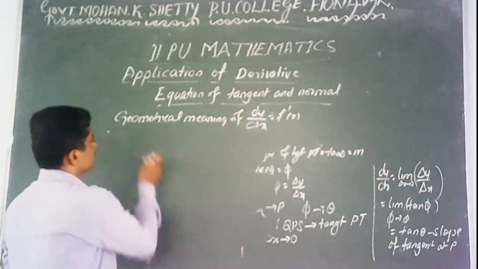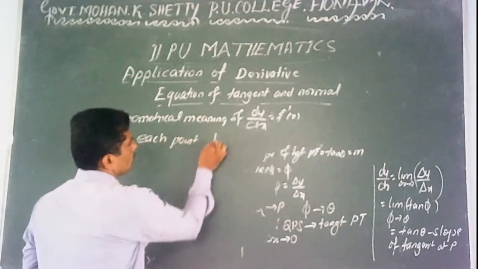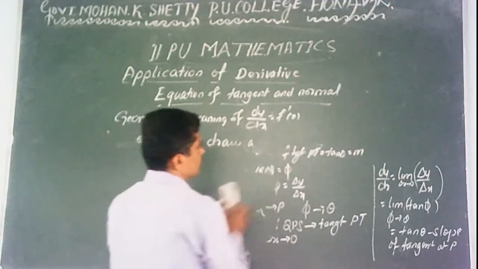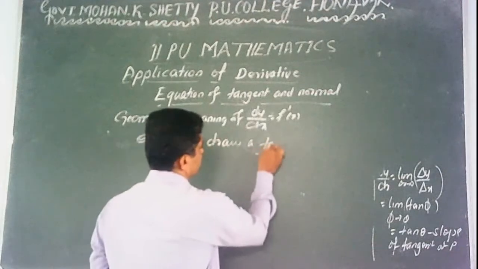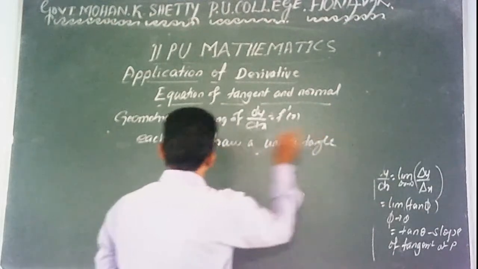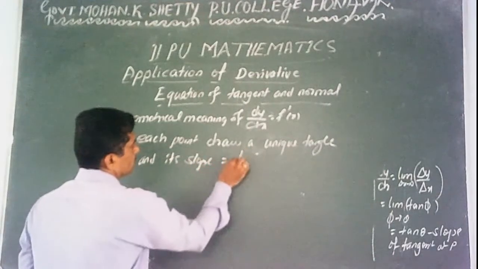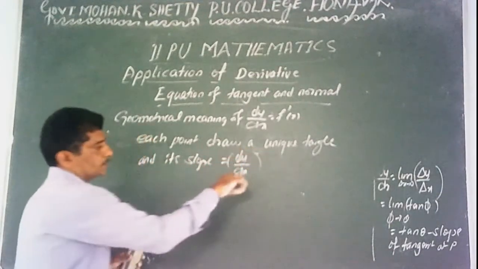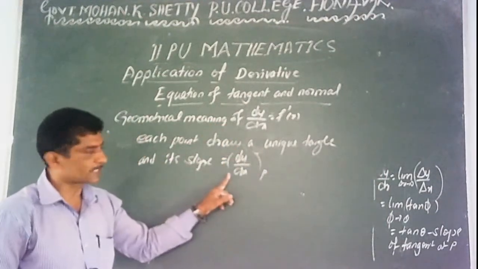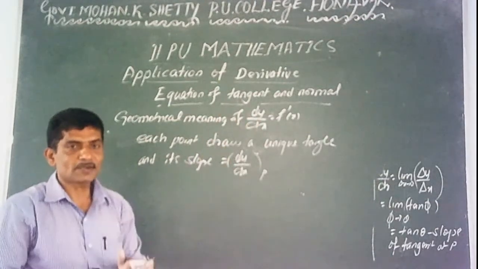The geometrical meaning: in each point you draw a tangent, a unique tangent, and its slope is dy upon dx. At the particular point, P is the arbitrary point. It means dy upon dx is the slope of the tangent at the point P. This is the geometrical meaning of dy upon dx.